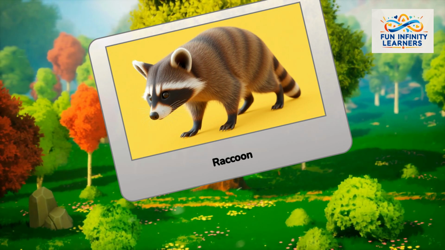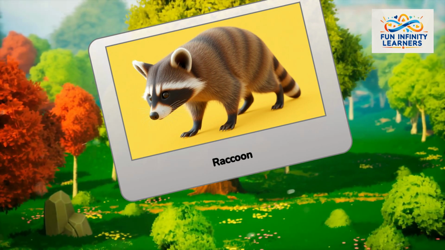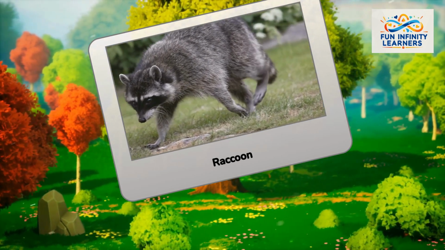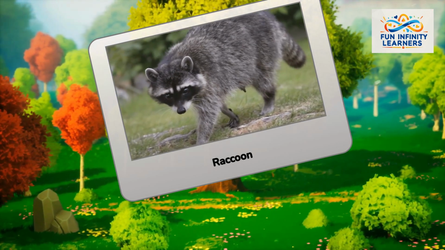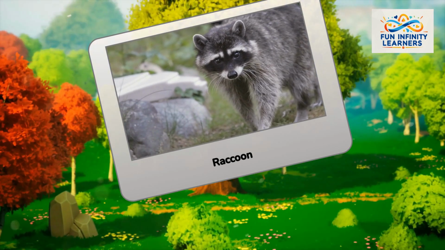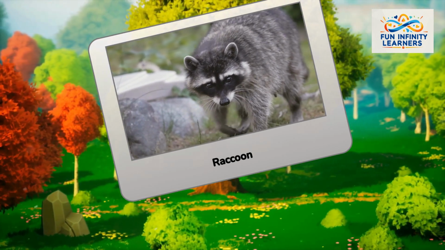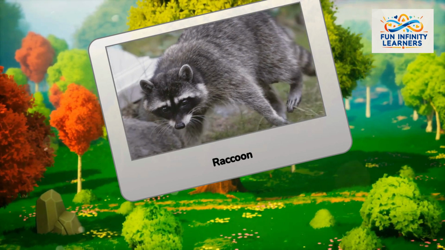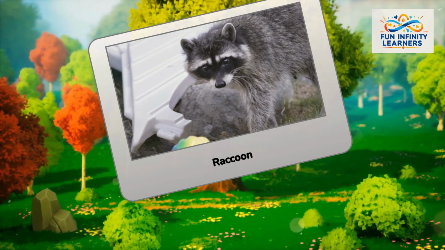This is a raccoon. R-A-C-C-O-O-N. Raccoon. This is a raccoon.